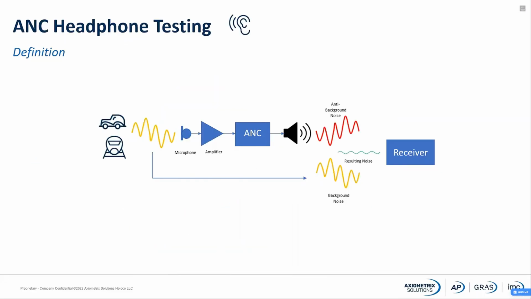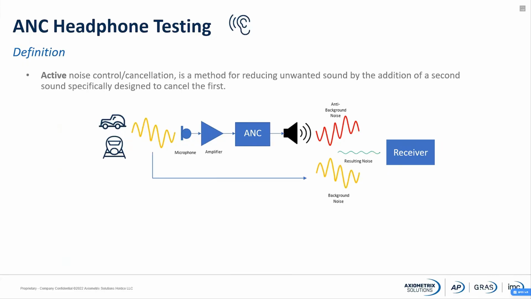So let's start with the main topic of this webinar, the ANC headphone testing. And in order to start, we're gonna try to define what's the meaning of ANC. And it basically stands for active noise control or active noise cancellation. And it's a method that we use to reduce unwanted sound by adding another sound source that is specifically designed to cancel the original sound source.